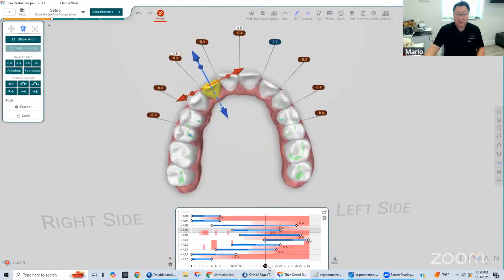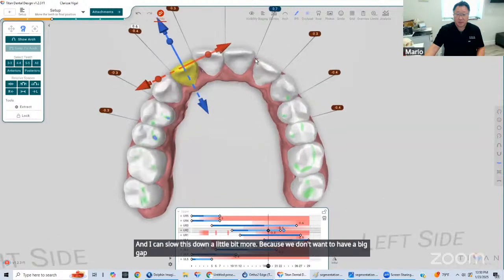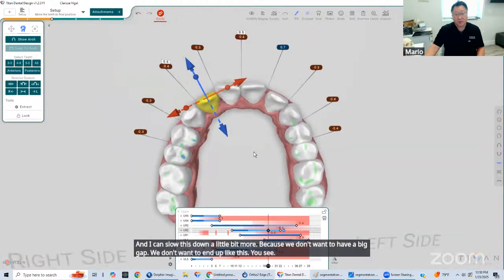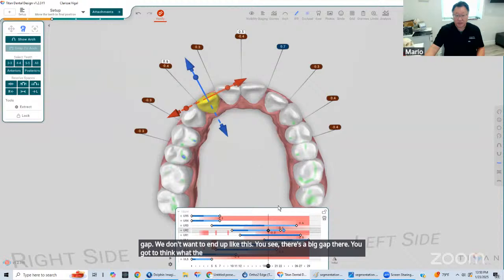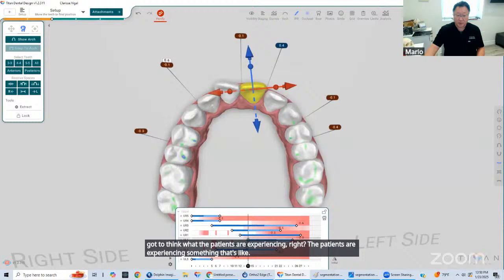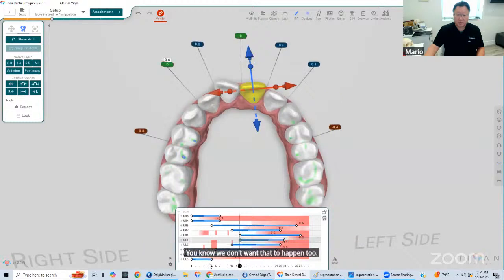Because we don't want to have a big gap. We don't want to end up like this. See, there's a big gap there. You got to think what the patients are experiencing, right? The patients are experiencing something that's like, ooh, we don't want that to happen too. So in this situation, we might be able to afford, there you go.